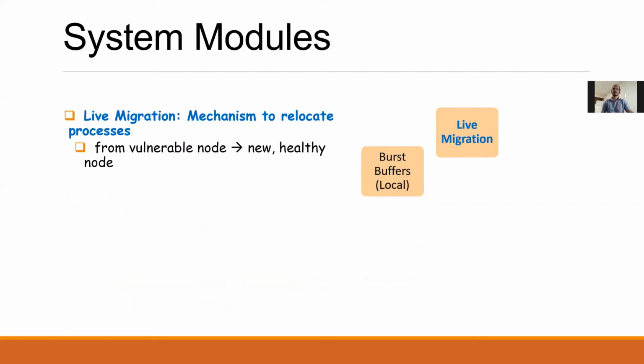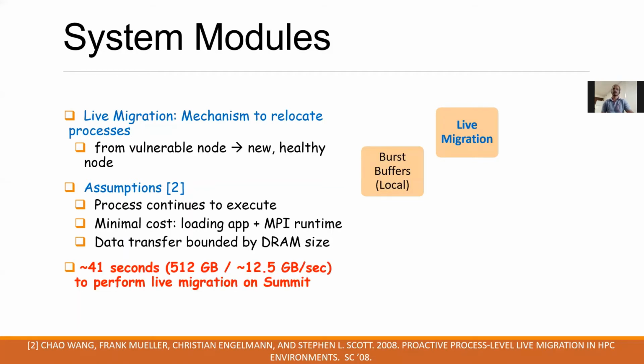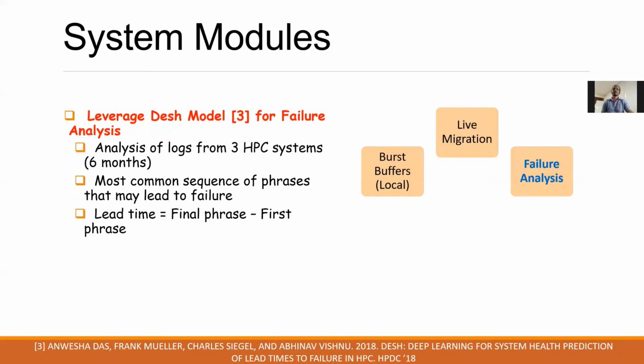The second module in our system is the line migration, which is a mechanism to relocate processes on a vulnerable node to a new and healthy node. Here we make several assumptions. First, we assume that processes continue to execute while line migration is in progress. Second, the cost of loading an application on a new node and making necessary MPI runtime environment changes is minimal. Finally, the amount of data that needs to be transferred for line migration is bounded by the DRAM size. Based on these assumptions and the internode bandwidth measurement experiments, we find that it takes 41 seconds to perform line migration on Summit.